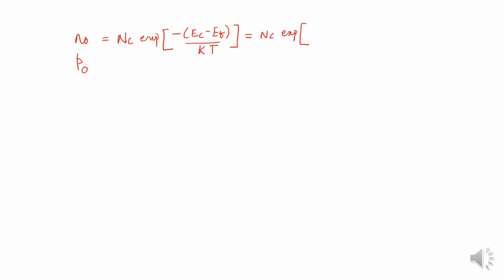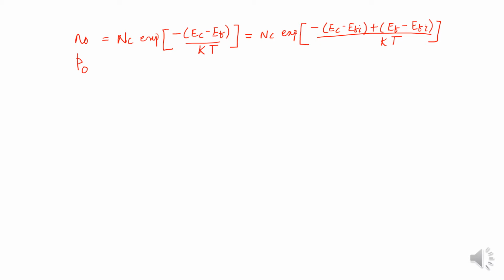Nc exponential of minus, if I write this as Ec minus EFI, where EFI is the intrinsic Fermi energy level, plus EF minus EFI, all divided by KT. Now if you see here, this is minus and minus plus EFI, and here you have minus EFI, so it will be cancelled and you will get the original value that was there in the bracket.